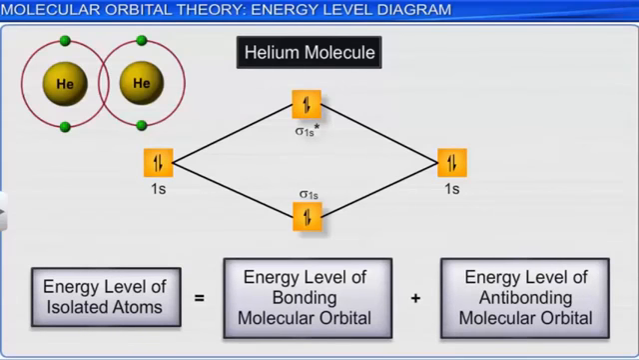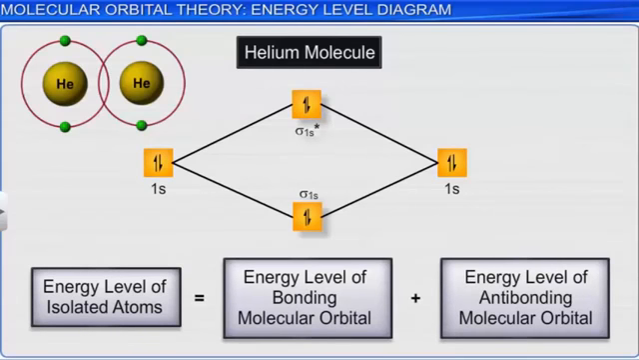For molecules formed by atoms containing more than two electrons, we will only consider the molecular orbitals formed by their valence shell and not the ones formed by their core orbitals to understand their stability. Now let's study the molecular orbitals formed in an oxygen diatomic molecule.